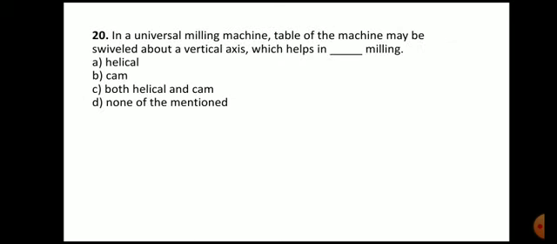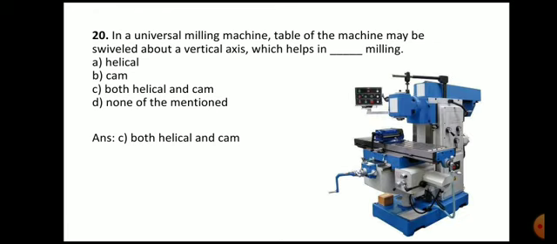Next question. In a universal milling machine, table of the machine may be swiveled about a vertical axis which helps in blank milling. Helical, cam, both helical and cam, none of the mention. So the answer is both helical and cam. So this is an example of universal milling machine. Table of the machine may be swiveled about a vertical axis which helps in helical as well as cam milling. So this is the benefit of this universal milling machine.